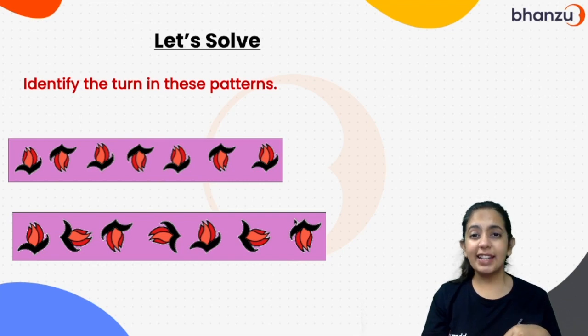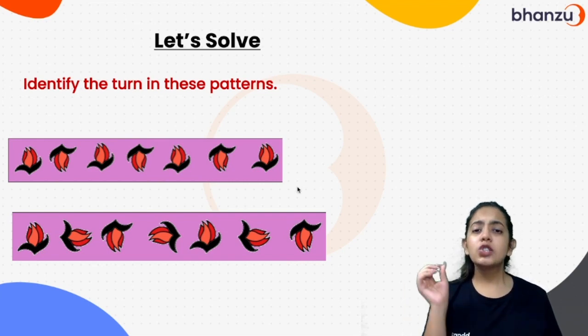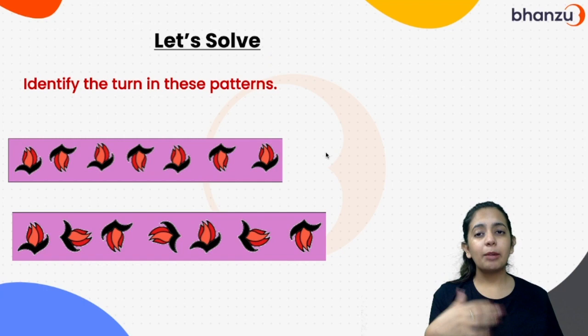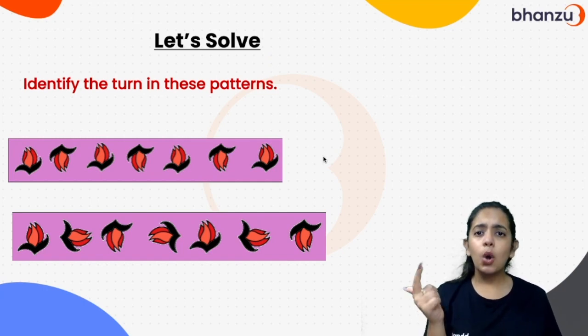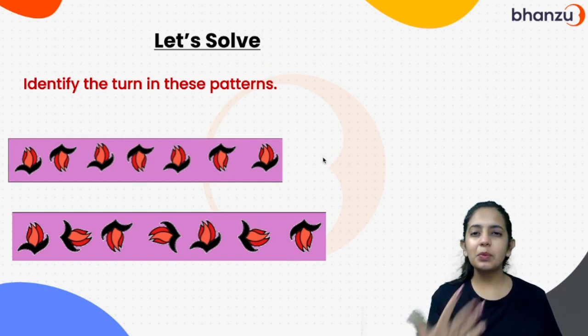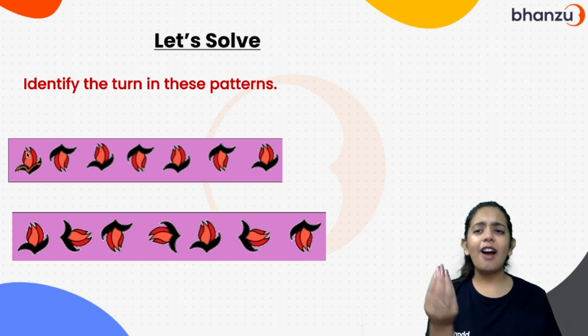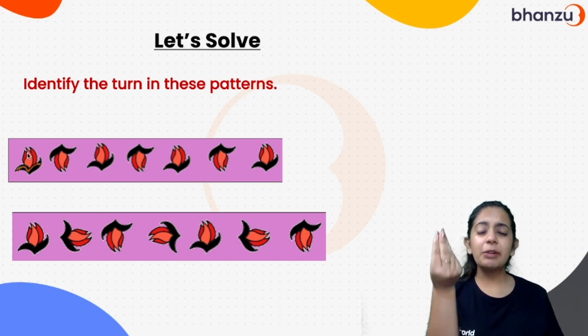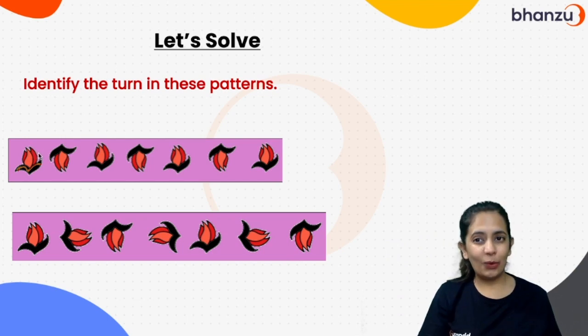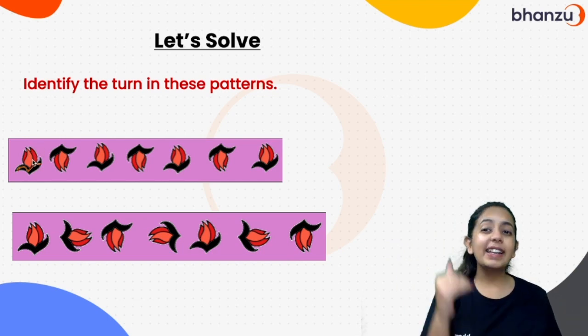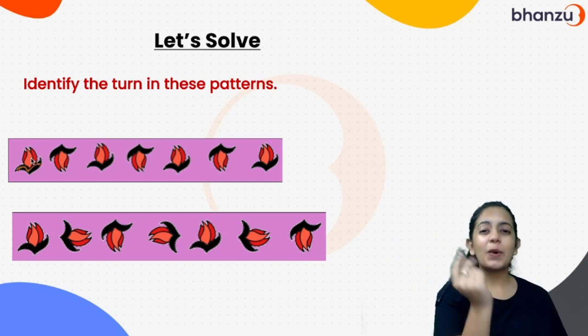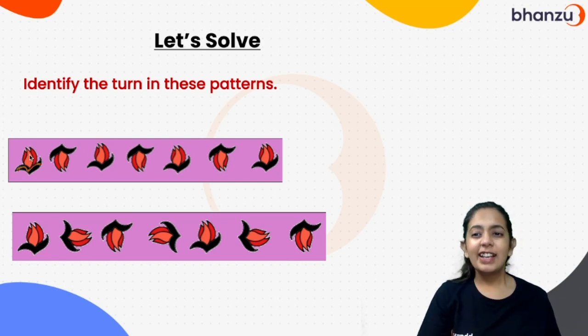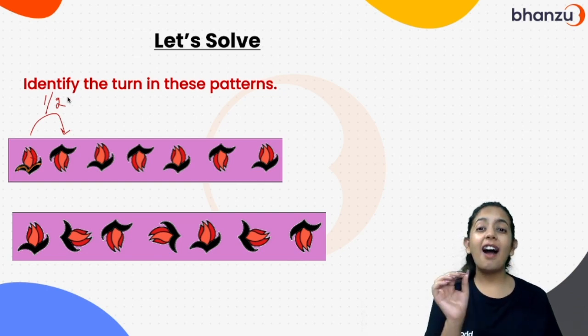Here you have to just identify the turn in these patterns. So what turn is the shape taking? Is it 1/6, 1/4, 1/3, 1/2 turn? What sort of turn is the shape taking? So here we can see that the leaf is at the bottom and the flower is at the top. Right? It has been rotated and has gone down. So my dear, upside down, when something is rotated, that is called 1/2 rotation. So in this question, in the first part, the rotation is a half turn.